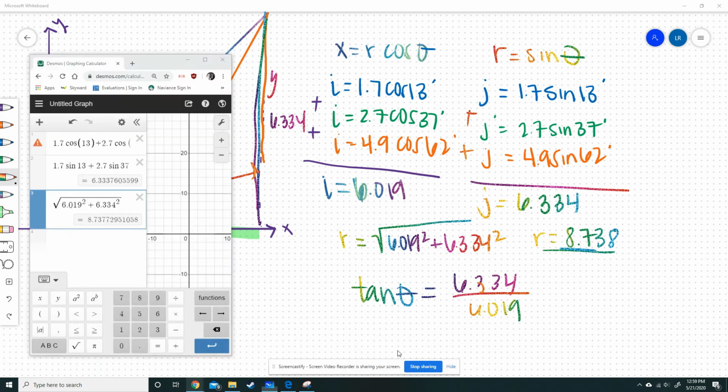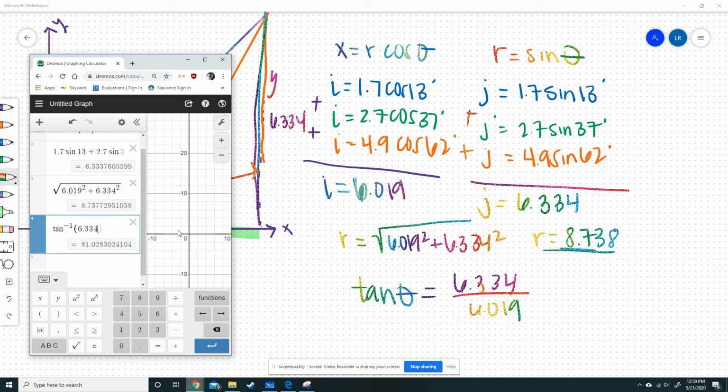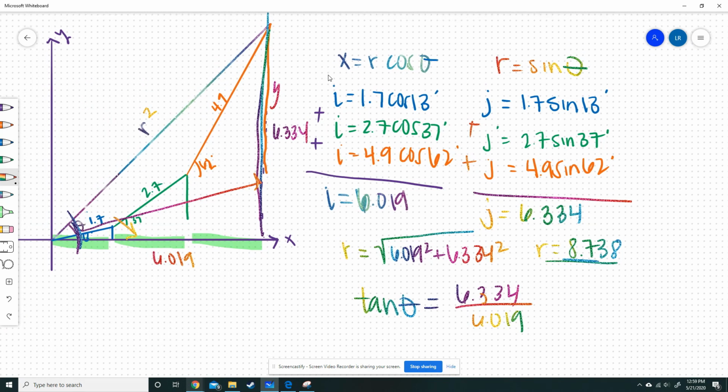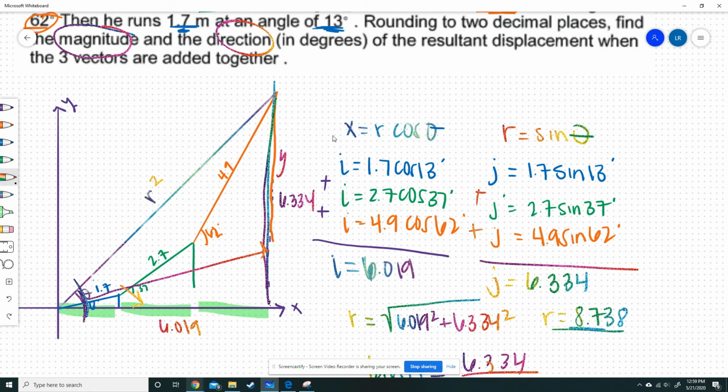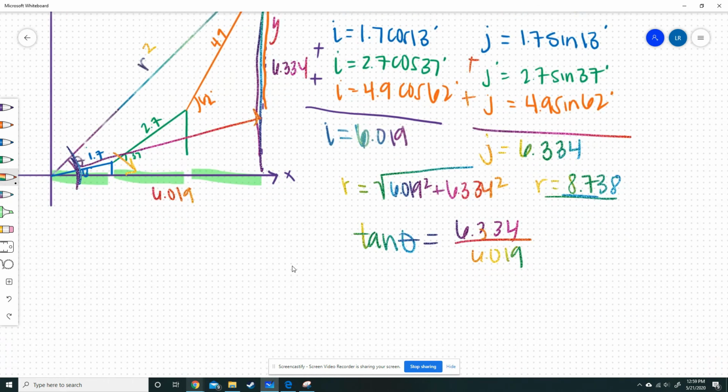And so let's go back to our calculator. And we are going to do the inverse tangent of 6.334 divided by 6.019. And our angle is 46.5 degrees. And that makes sense because they're pretty close.